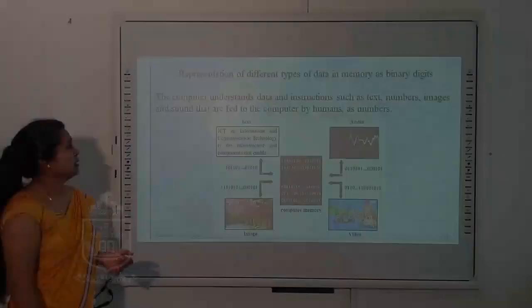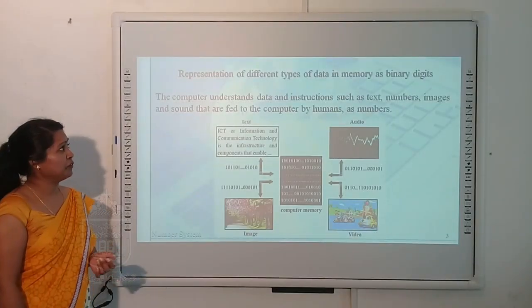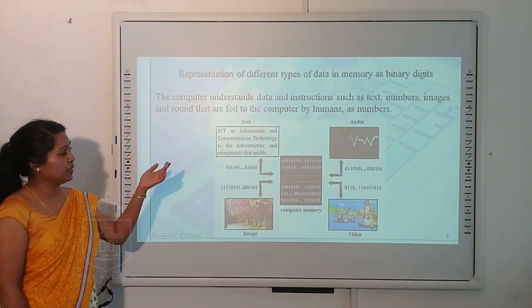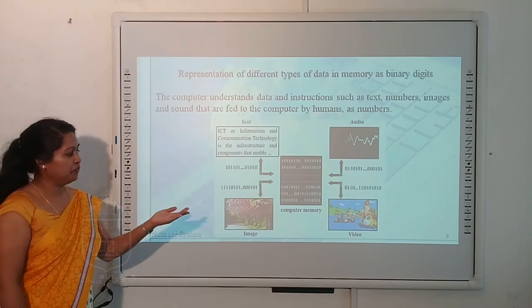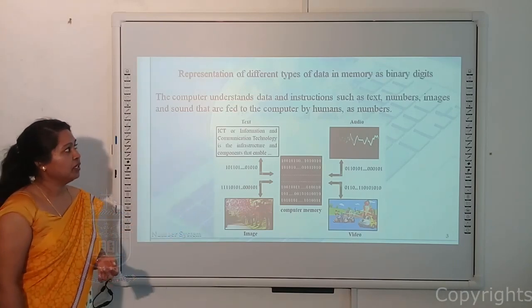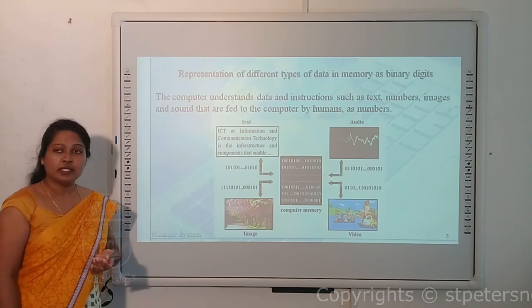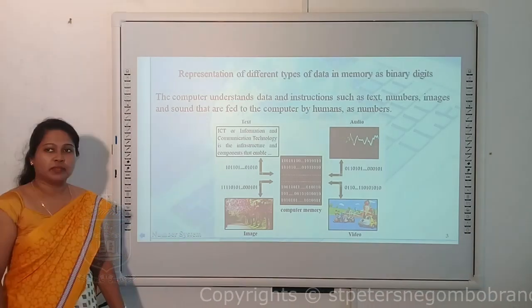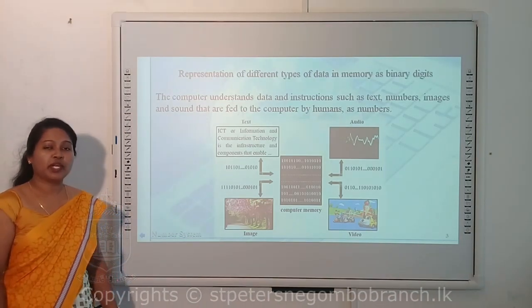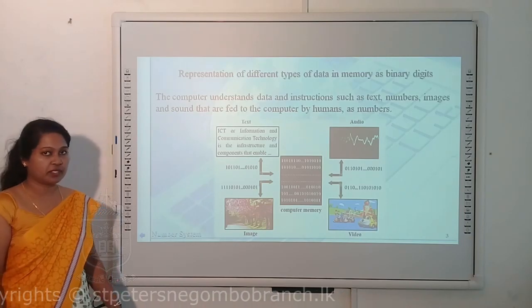The computer understands data and instructions such as text, numbers, images and sound that are fed to the computer by humans as numbers. Then representation of different types of data, text, audio, video and image, is stored in memory as binary digits. From this video you can get a clear idea about that.